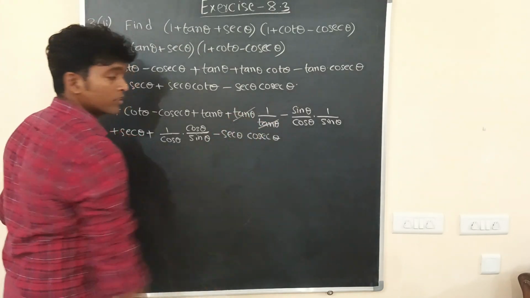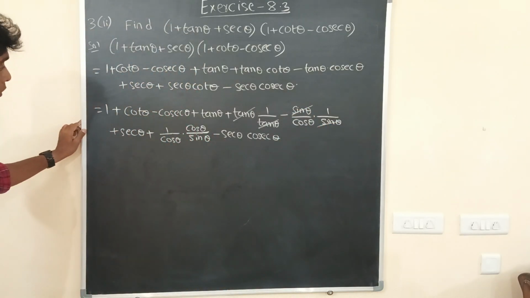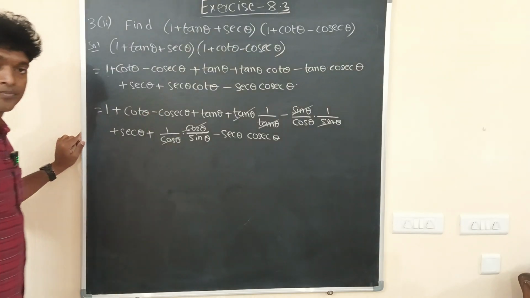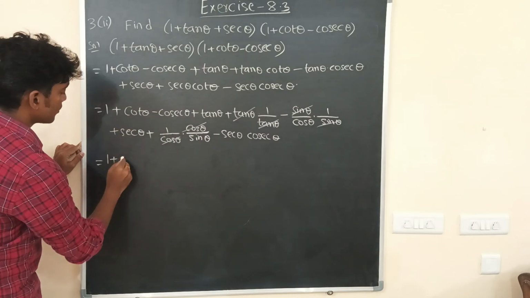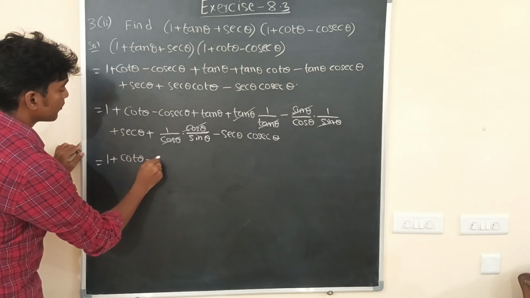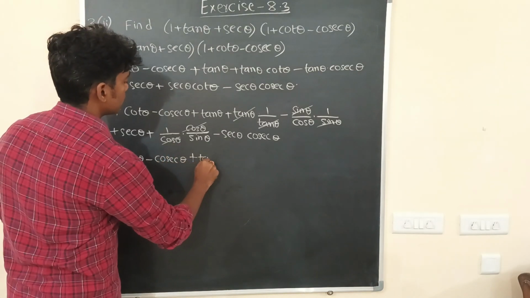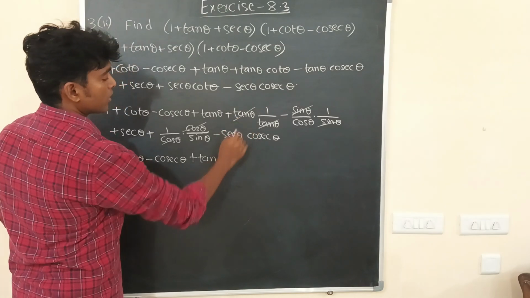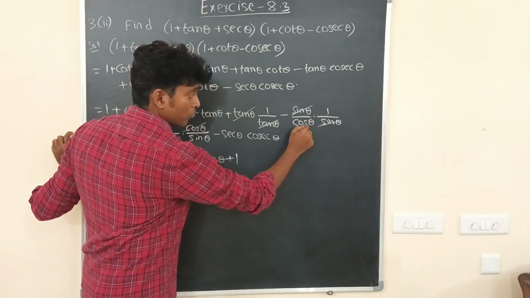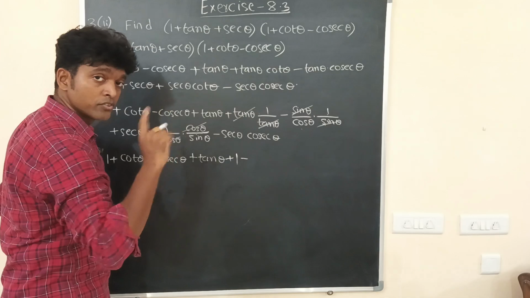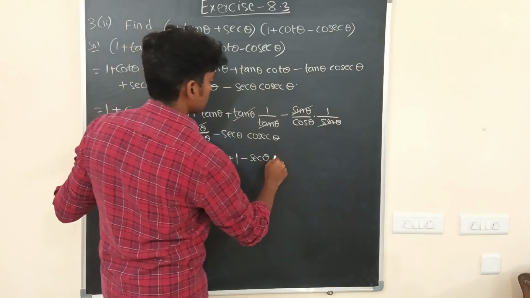Tan and tan get cancelled, sin and sin get cancelled, and cos theta and cos theta get cancelled. So what do you get now? 1 plus cot theta minus cosecant theta plus tan theta; tan gets cancelled, so plus 1. Here 1 by cos, sin gets cancelled, 1 by cos is secant, so minus secant theta plus secant theta.